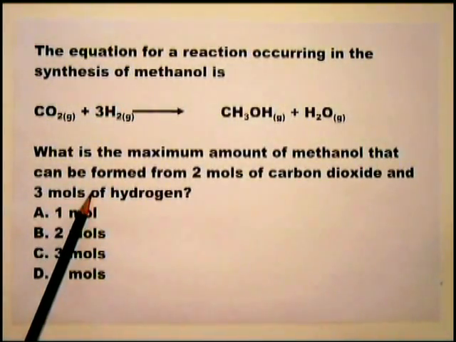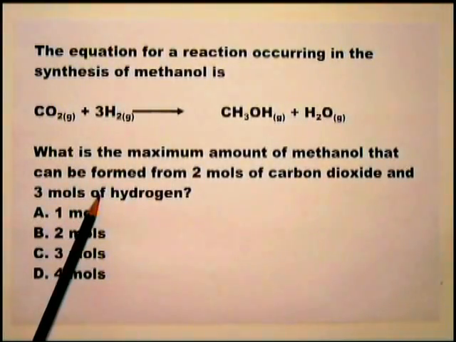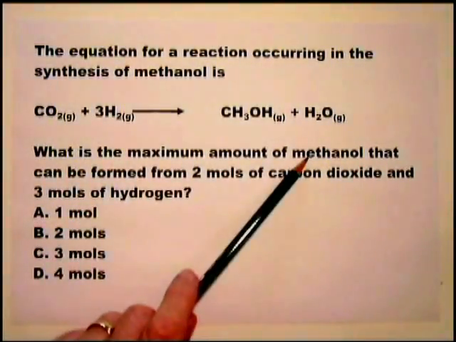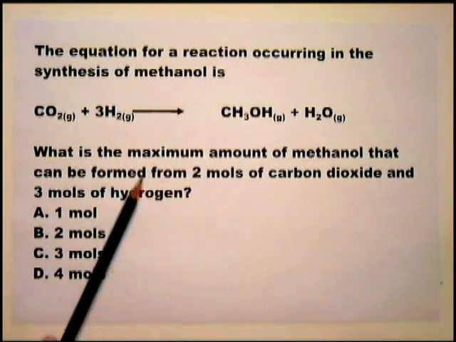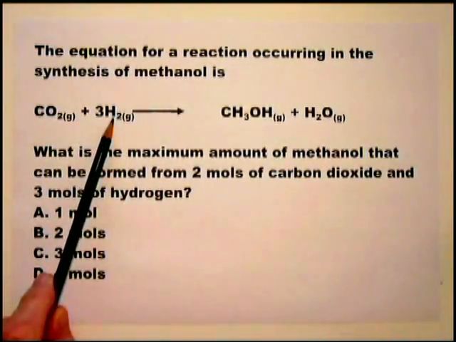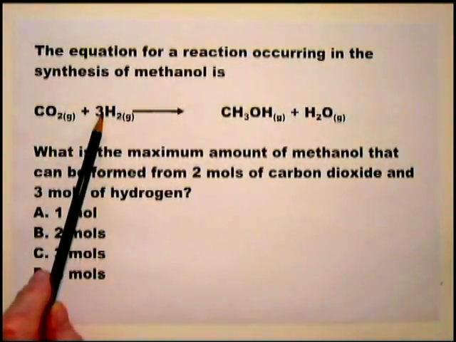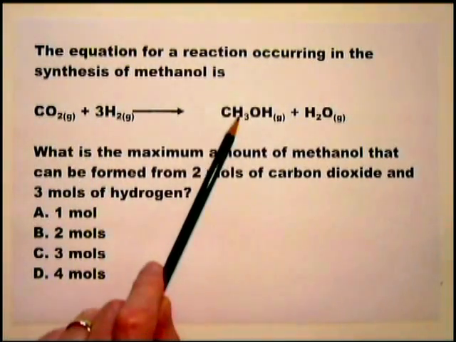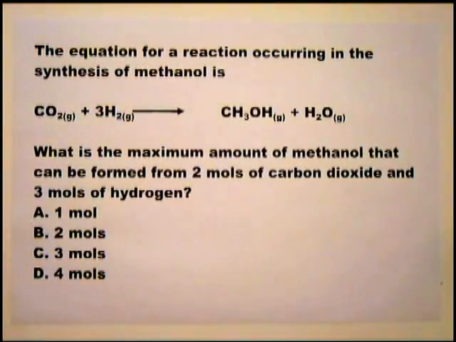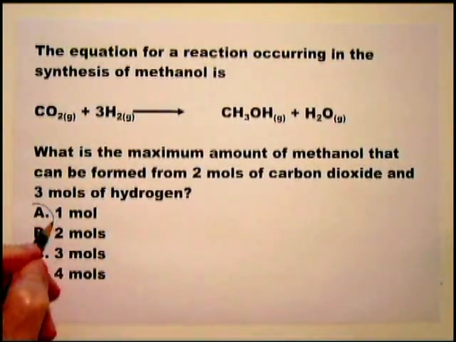Therefore, hydrogen is the limiting reactant, and the amount of methanol that can be formed is determined solely by the hydrogen. So we have 3 moles of hydrogen, which is actually the same in the equation, 3 there, and therefore it will produce only 1 mole of methanol. So here we have the answer A.